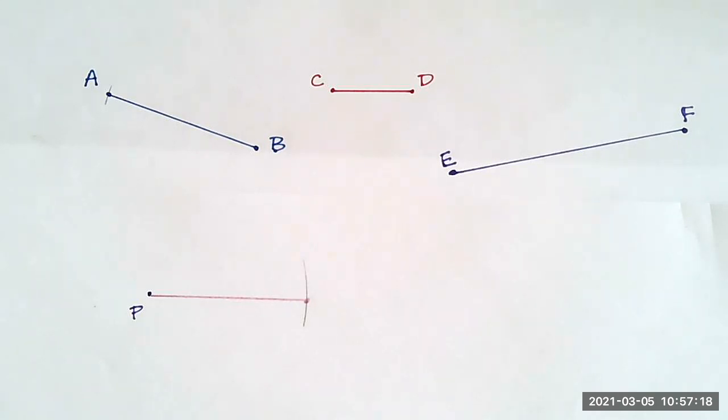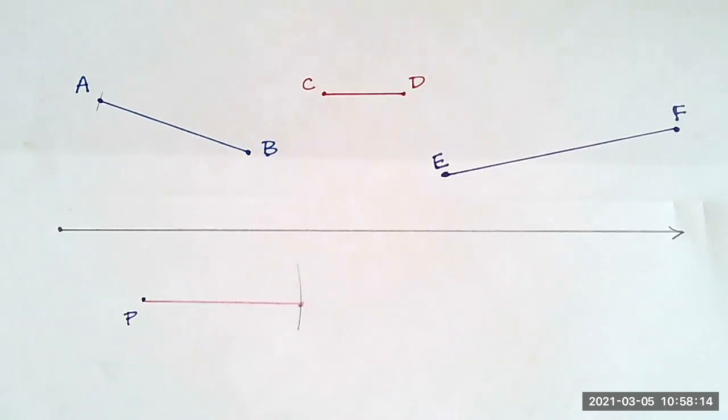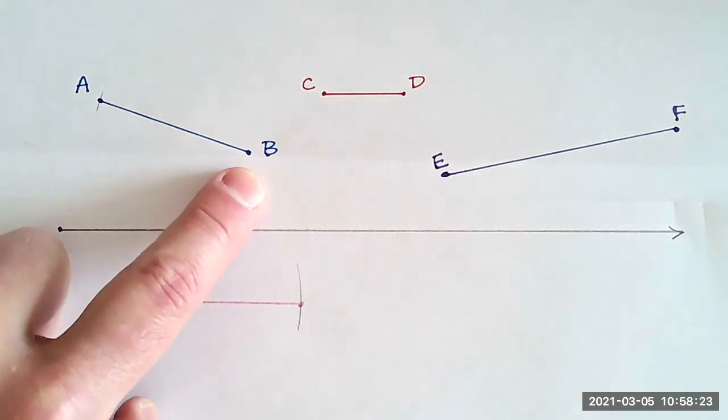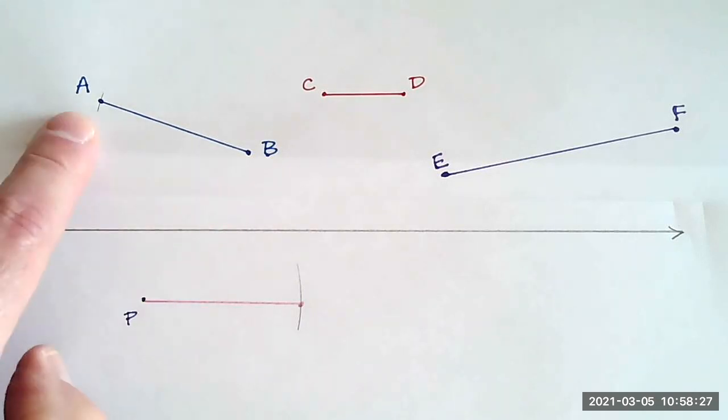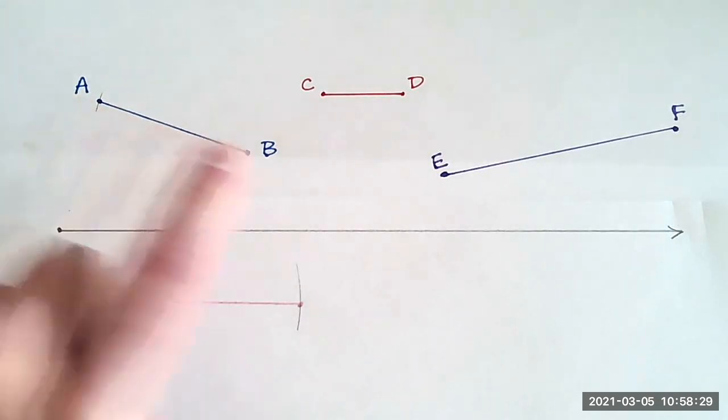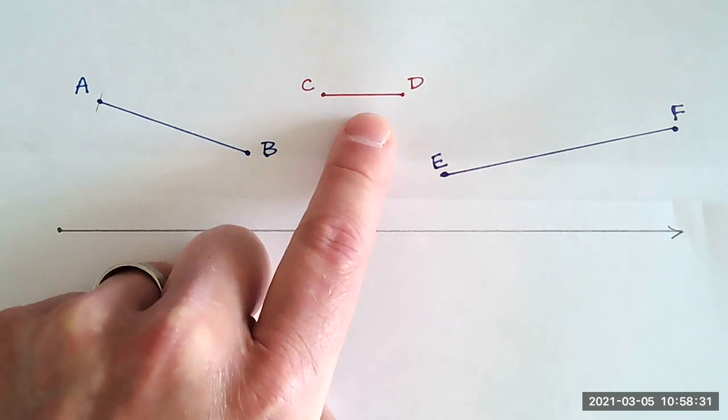Now, if you're going to use a combination of segments, maybe add them, subtract them, then you will want to start with a ray. My ray doesn't have a name at the moment, but let's assume I want to add 2 ABs, 2 times AB, and subtract CD.